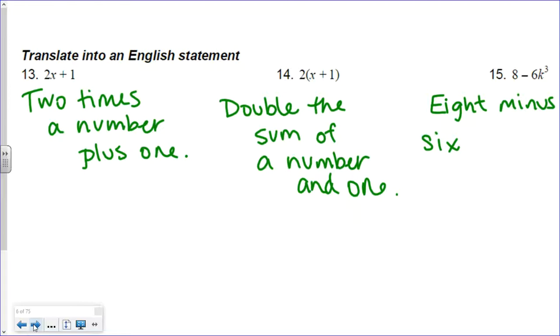What's happening right in between there? Because they're smushed. Yep. What is K representing? It's a number, right? 6 times a number. What's that little 3 mean? Cubed. Wonderful. Again, not the only answer. There's about 4 of them I can think of.